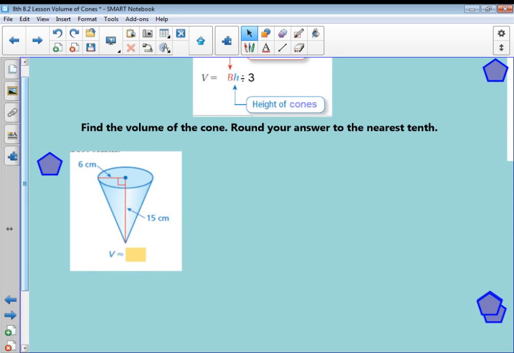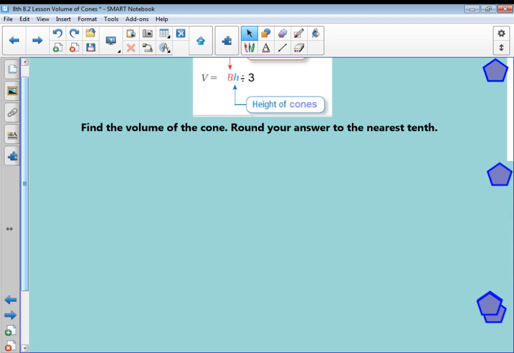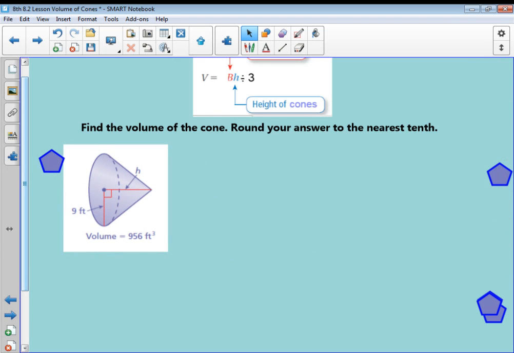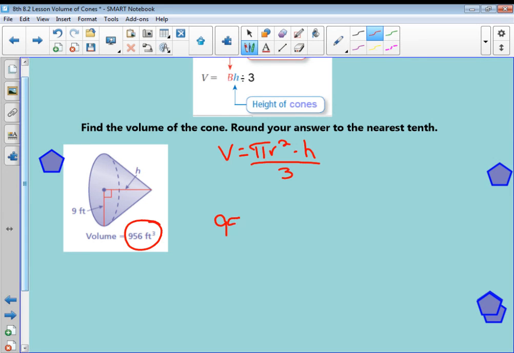Hopefully this picture is a little better. Okay, so our volume, oh, that one, we don't want to do volume. We want to find the missing height. That one's already done. We want to find where they've given us the volume. So volume equals pi r squared times our height divided by 3 because it's a cone. So our volume is 956 equals pi, 3.14, times our radius squared. So 9 squared is 81. So 81 times our height divided by 3.